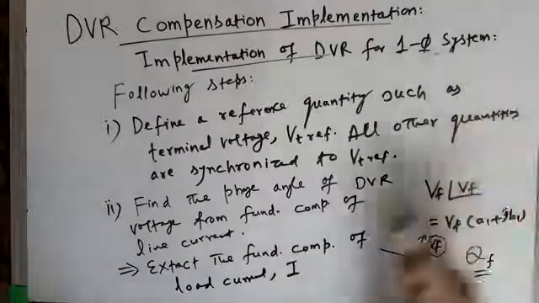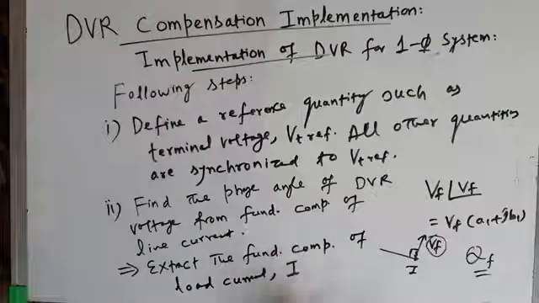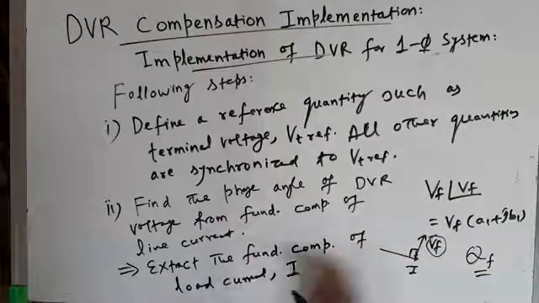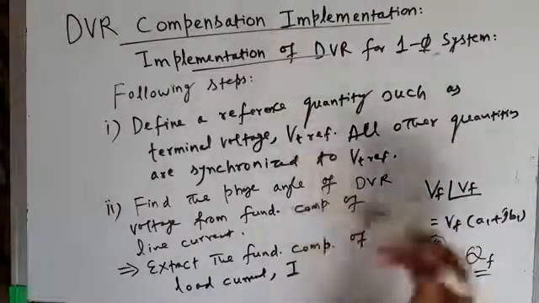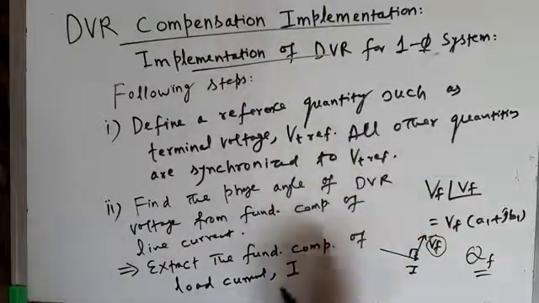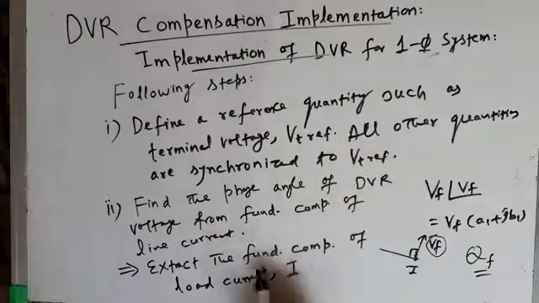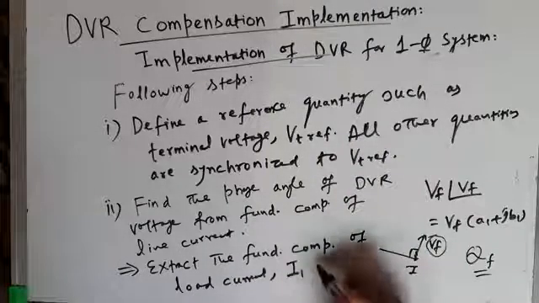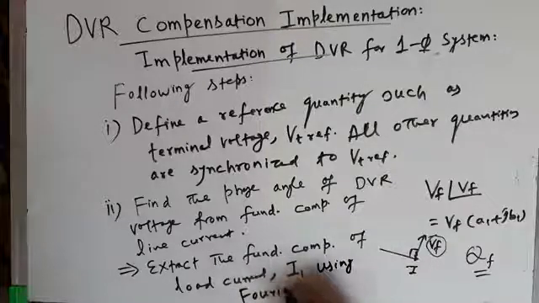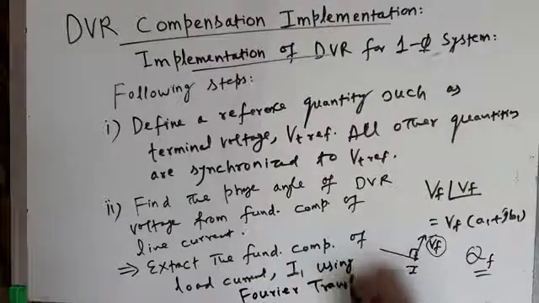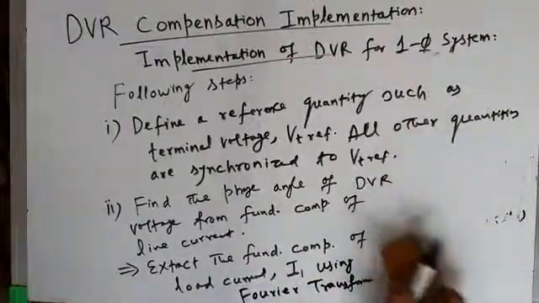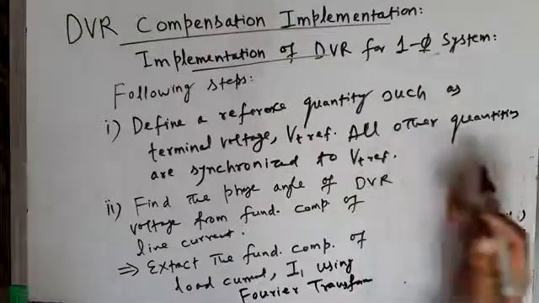If the load is linear, then you don't need to extract the fundamental current, because in that case the load current is itself a fundamental component only. It does not have any harmonics. But if the load is non-linear, then in addition to the fundamental component, your load current will have harmonics also. So from that distorted current, you extract the fundamental component of load current I1 using Fourier transform. Once you know the fundamental component of load current, you will have its angle also.